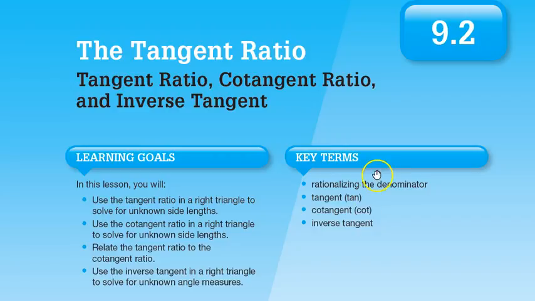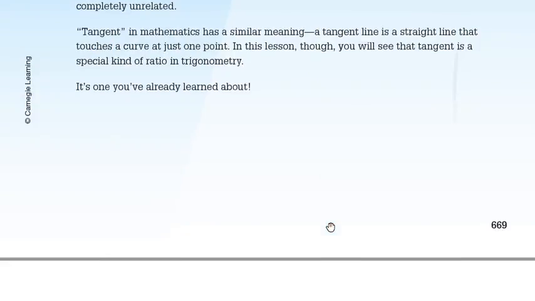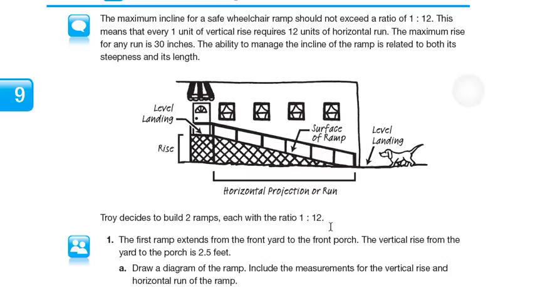So we got a key term here, which is rationalizing the denominator. That is when you have a radical in the denominator, getting it out, and then, of course, the tangent, cotangent, and inverse tangent. All right, so here we have this problem here that kind of sets up, and we're going to refer back to it later on.